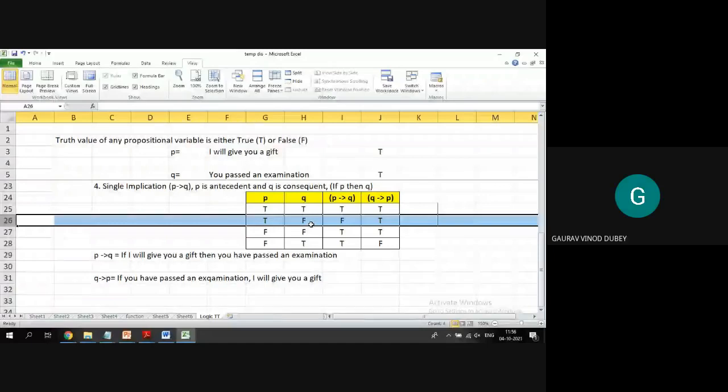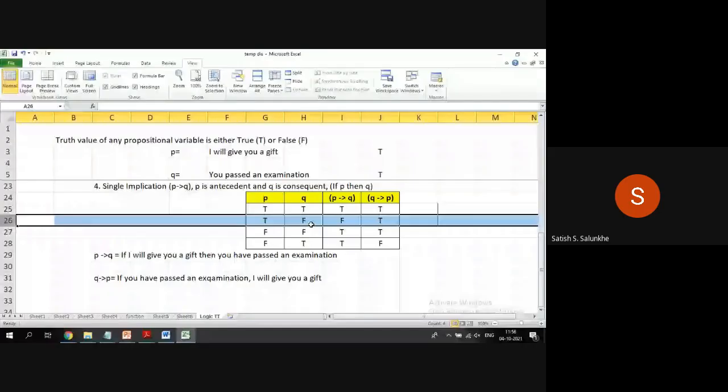No, Gaurav, so tell me, continue. One is what? You have not passed the examination, and I am giving you a gift. What is my previous promise? If you pass an examination, I will give you a gift. That's the promise. Whether I am violating that promise here: you have not passed the examination. Still, I am giving you a gift. Is it violating my promise? No. Because what is my promise? If you pass an examination, I will give a gift.